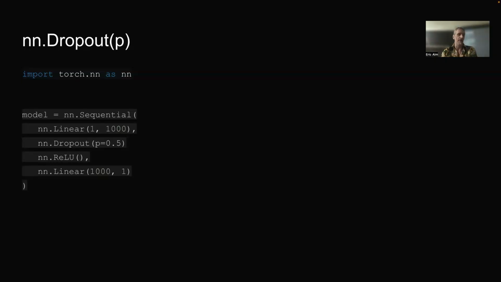And adding dropout is pretty easy. We just put in a dropout layer, and then we can specify what fraction of nodes to drop out in that layer, and we just stick that into our model.